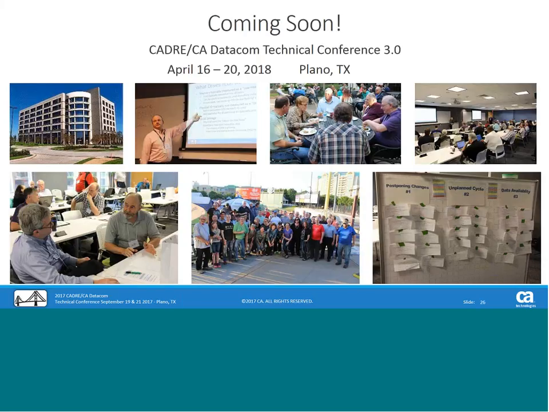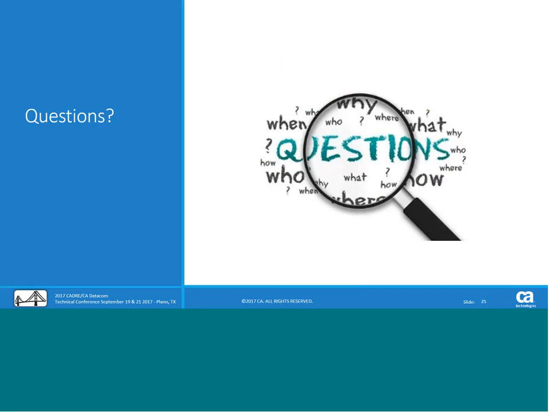Before I jump to questions, you'll see this slide everywhere. It's in every presentation. Put these dates on your board. We are going to have the full in-person, full week of Datacom Technical Conference 3.0 scheduled for Plano, Texas, April 16th of next spring. So please put this on your calendar, set aside the time, get the budget in place for it. It's going to be a fantastic event as the previous two events have been. So back to questions. And you can do a pound 6 to unmute. Pound 6 to unmute and ask your questions.